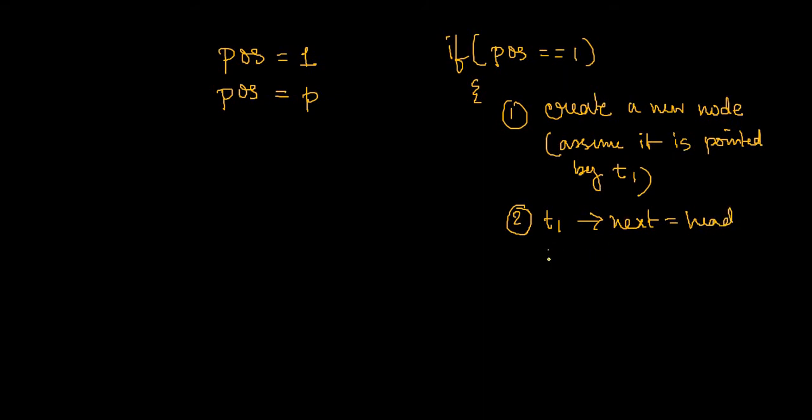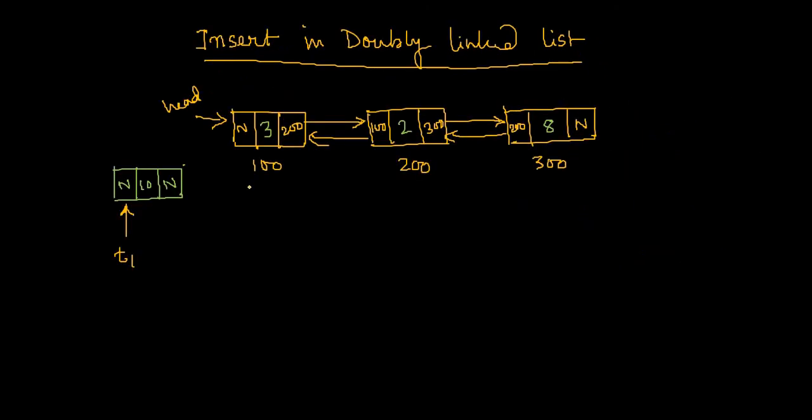And on the other side, I should also write head prev equal to T1. So only these two statements will help you to connect this node with this node and this node with this node. Now, when you are connecting, this null will get replaced by the address of this node, that is 100. So now it will become 100, right?